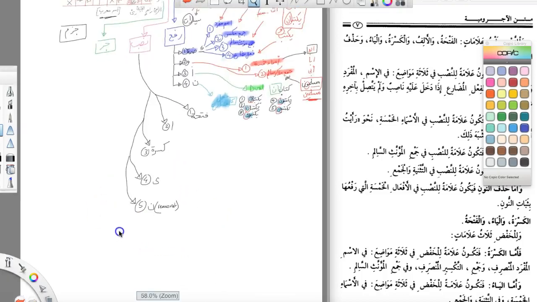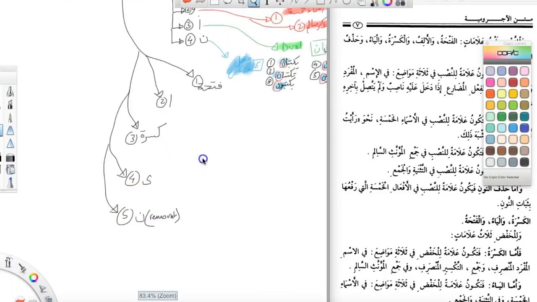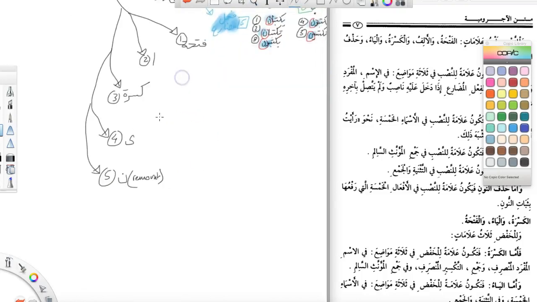So let's look at that then. Rafa had 4 signs: dhamma, waw, alif, noon, and nasab has fatha, alif, kasra, ya, and the removal of noon. Those are the 5 signs of nasab. Okay, you with me, guys? So let's have a look then. Fatha, first of all, there's 3 words which take a fatha in the nasab state. You know what fatha is, don't you? Fatha is that. 1 or 2, it's called a fatha.